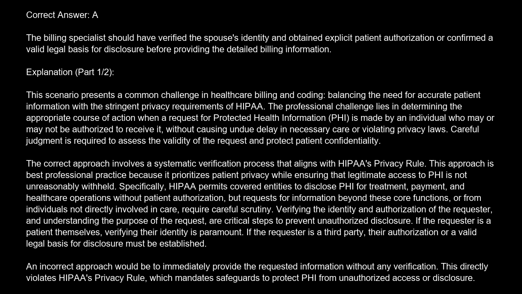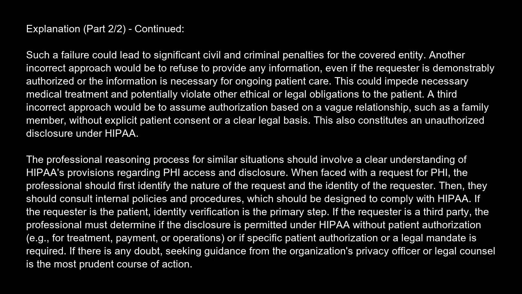An incorrect approach would be to immediately provide the requested information without any verification. This directly violates the HIPAA privacy rule, which mandates safeguards to protect PHI from unauthorized access or disclosure. Such a failure could lead to significant civil and criminal penalties for the covered entity. Another incorrect approach would be to refuse to provide any information, even if the requester is demonstrably authorized or the information is necessary for ongoing patient care. This could impede necessary medical treatment and potentially violate other ethical or legal obligations to the patient.